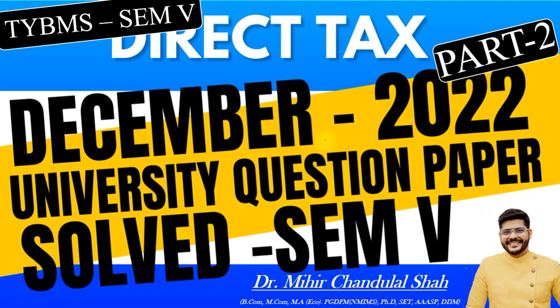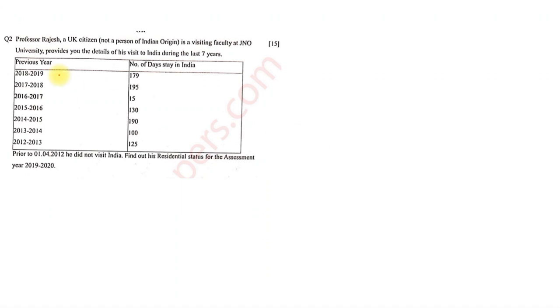Now, the next question was: Professor Rajesh, a UK citizen, not a person of Indian origin, is a visiting faculty at JNO University, and provides you the details of his visit to India during the last 7 years. Here, you always look at the assessment year. Assessment year is 1920, so my previous year will be 1819. So 1819 is our previous year, and I'm just marking it here.